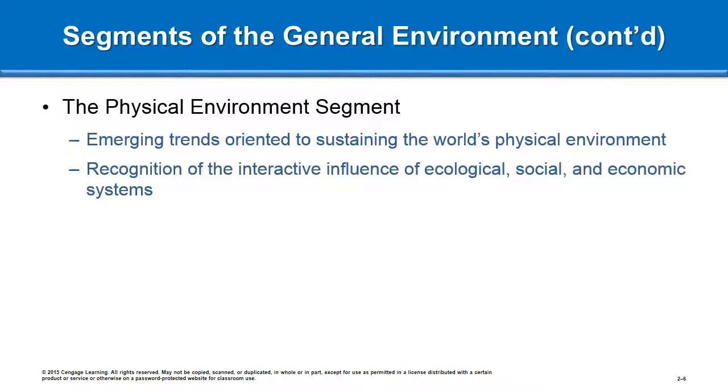the physical environment segment. The physical environment segment refers to potential and actual changes in the physical environment and business practices that are intended to positively respond to and deal with those changes. Ecological, social, and economic systems interact to influence what happens in this segment. Global warming, energy consumption, and sustainability are all examples of issues related to the physical environment.